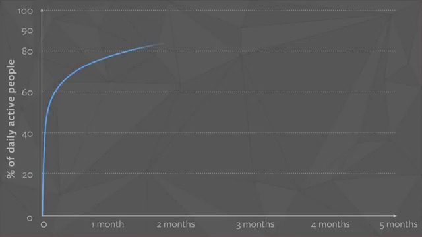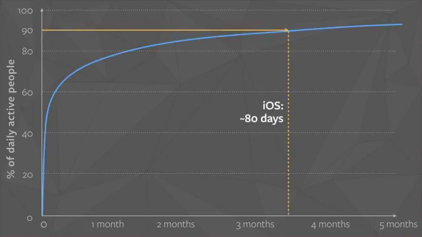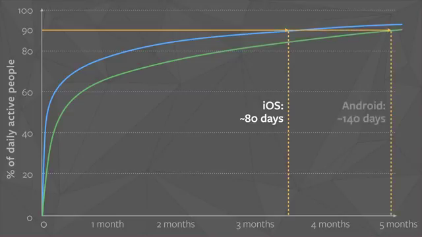If you have mobile apps, one thing to consider in planning when to upgrade is the time it takes for people to download the latest binaries from the store. Our data shows that on iOS, it takes around 80 days for 90% of an app's daily active people to upgrade to the latest version of your app. On Android, this is even more acute. It takes around 140 days for 90% of people to upgrade.